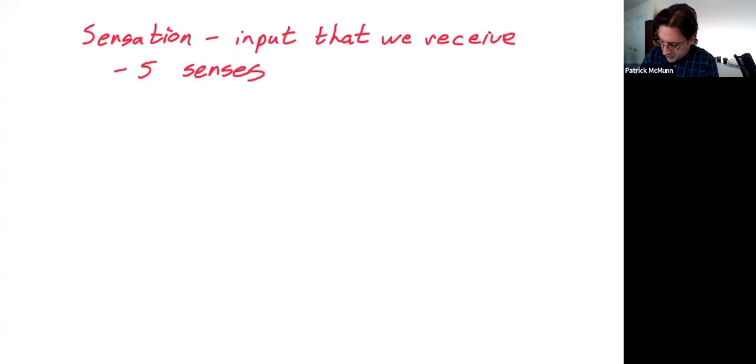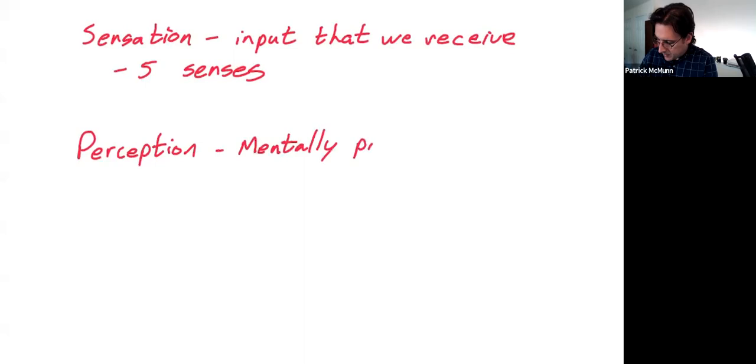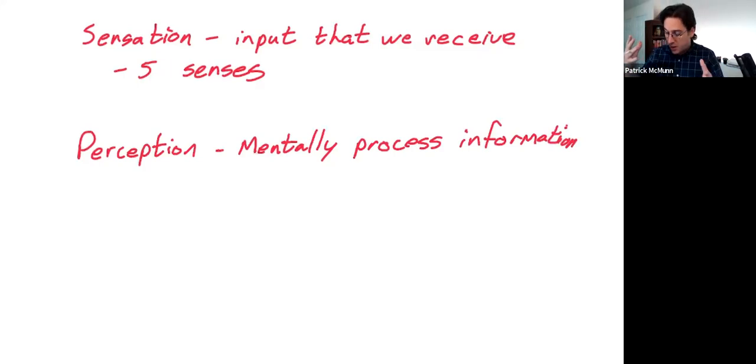Okay. Perception is how we mentally process that information. So information comes in, right? And then it goes up through our spinal cord into our brains, where our brains then manipulate that. It processes that to create a thought, create an experience, okay? So 2 different things going on here.